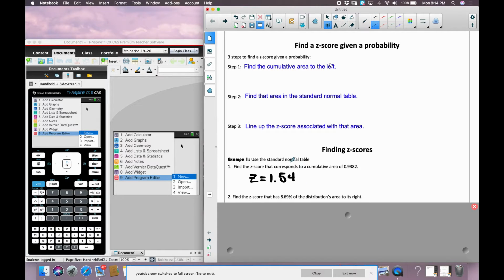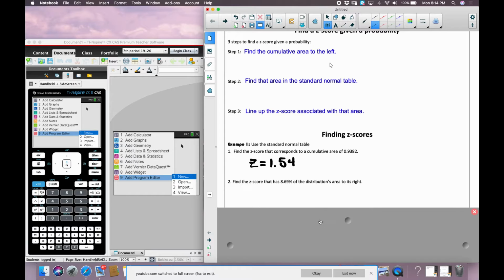Find the z-score that has 8.69% of the distribution's area to its right. So we need the cumulative area to the left, so we're going to have to first take that area to the right and subtract it from 1. It's going to be giving me 0.9131.